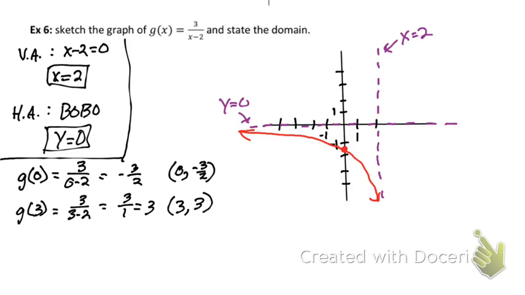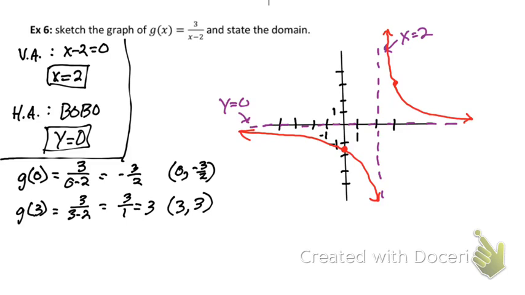Let's go out to 3 and plot 3, 3. Since it's up there, we know our graph's going to look something like this. That's our graph. We do our vertical and our horizontal asymptotes. We check a point at each section to see whether it's above or below our horizontal asymptote. And then we're done. It does ask us to state the domain.